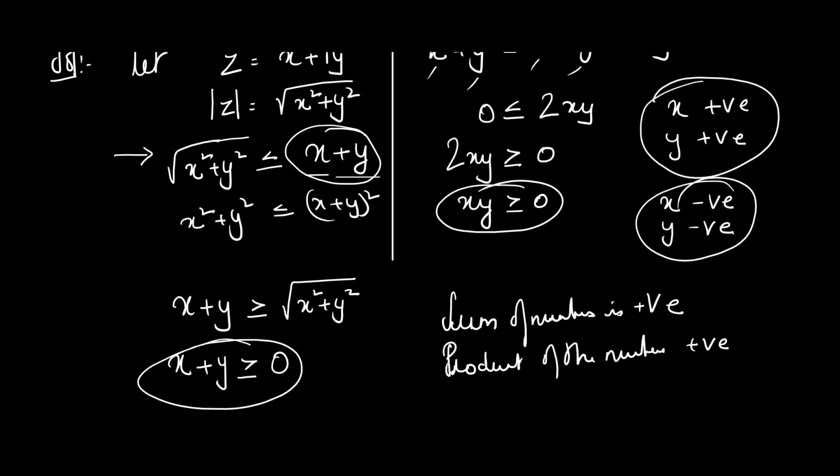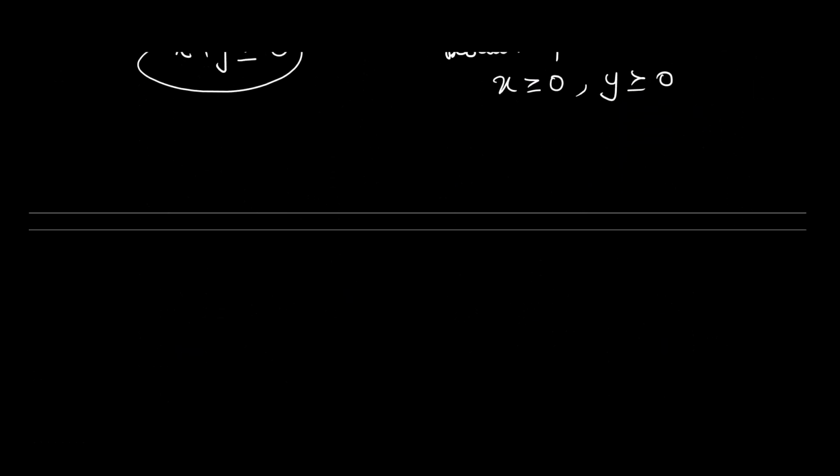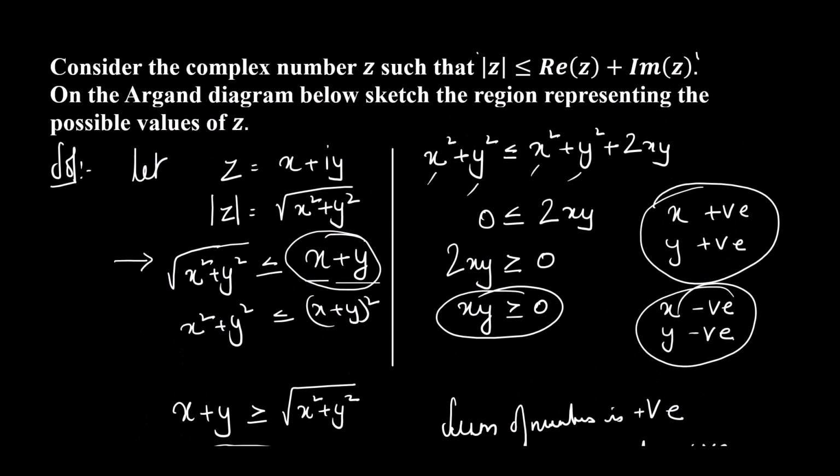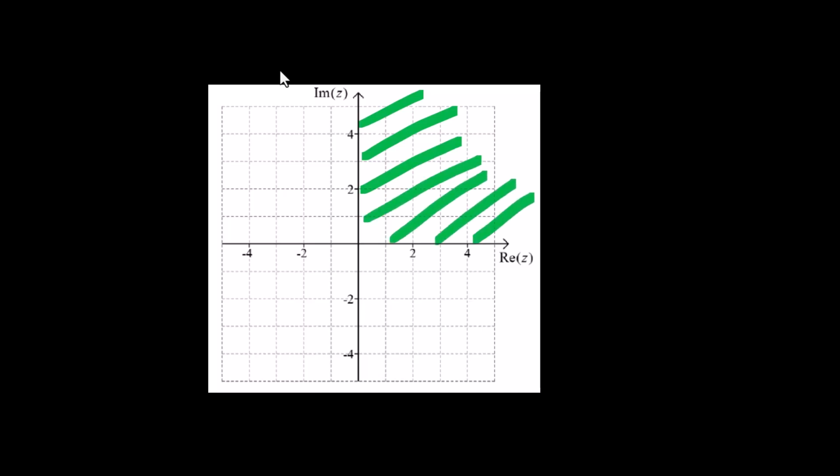What does this imply? This simply implies that x has to be greater than or equal to 0 and y also has to be greater than or equal to 0. And when is that going to happen? That simply means that this is falling in the first quadrant. So if I had to plot this on the diagram, I would go ahead and shade this entire region to indicate that any value in this region is going to satisfy the condition given to us.